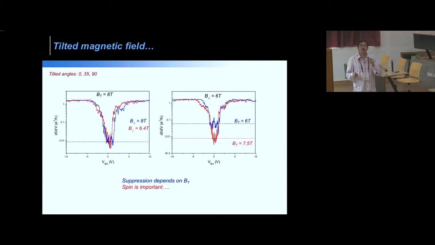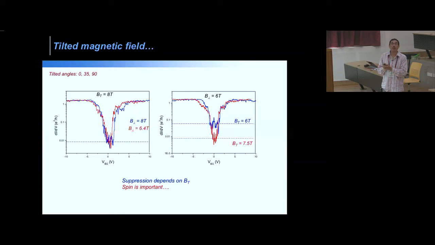And then we did a tilted magnetic field experiment. So far I showed you only 0 degree, but we also did 35 degree and 90 degree. If you do 90 degree, which is a parallel magnetic field, nothing happens. It's just normal. But if you have a 35 degree tilt angle and apply a magnetic field, what we have seen, in this log scale plot, is that the suppression depends on the total magnetic field.